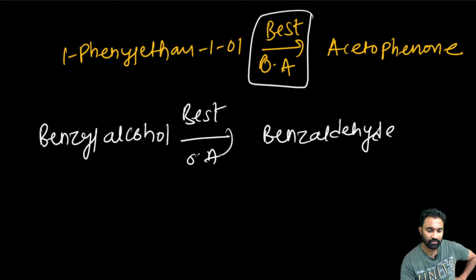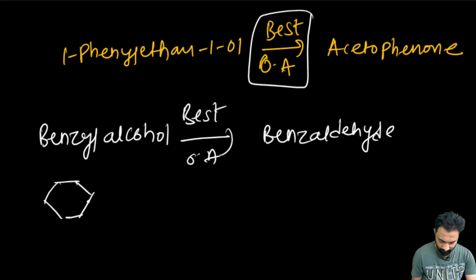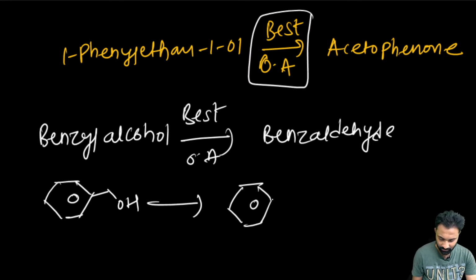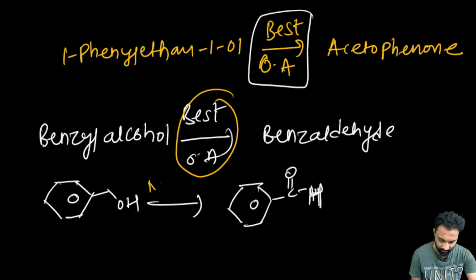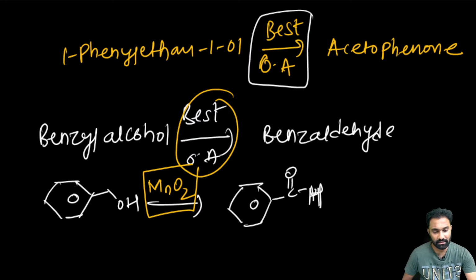Now try to give me the answer. If you know, try to tell me. If not, give me a question mark. I will say. See, benzyl alcohol, what is the best oxidizing agent to convert it into benzaldehyde? The best oxidizing agent to convert benzyl alcohol into benzaldehyde is MnO2. MnO2 is the best reagent that will convert benzyl alcohol into benzaldehyde. Clear? Is it clear?